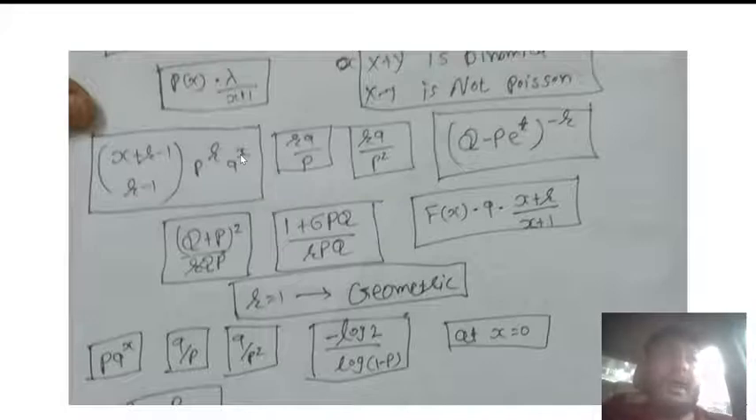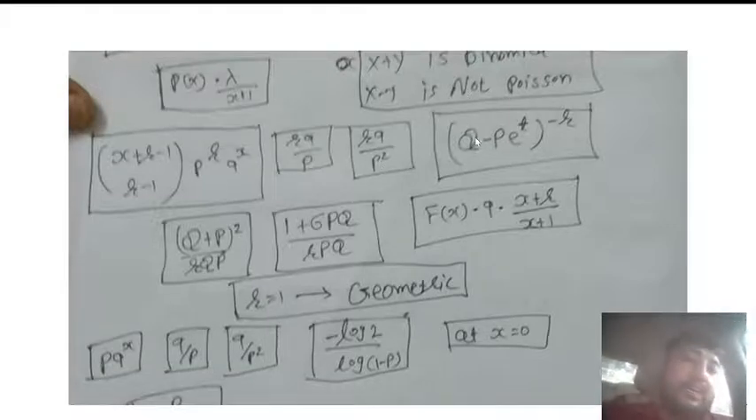If a shooter shoots right 2 times out of 6 times, then r is 2 and x is equal to 4. That is somewhat how you can understand it. rQ upon P is its mean, and rQ upon P square is its variance. What is Q? Q is equal to 1 minus P. P is the probability of success, Q is the probability of failure. rQ upon P is the mean, rQ upon P square is the variance.